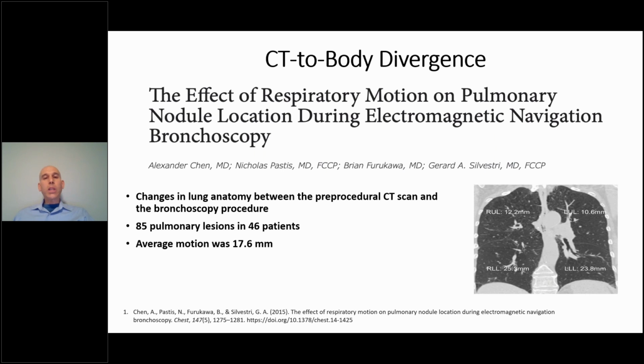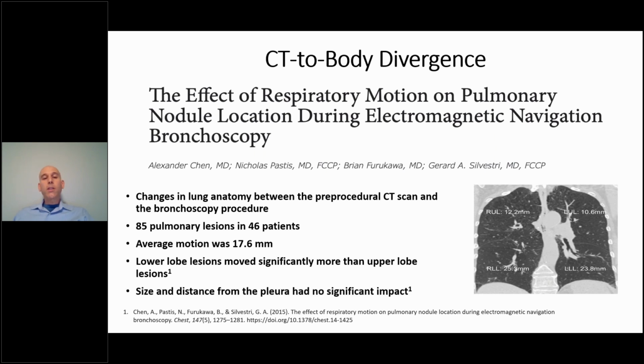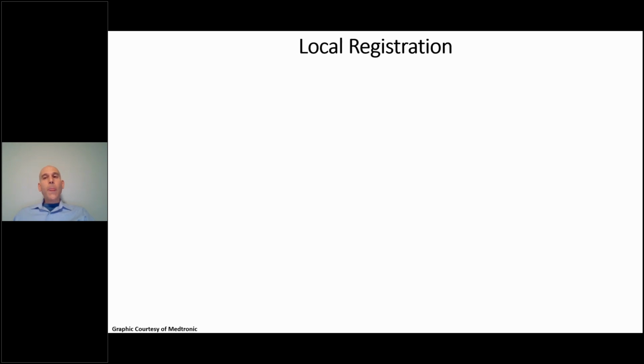It's about 17.6 millimeters. And this was even more dramatic, as you can see there in the figure, in the lower lobes. Interestingly enough, though, the size of the lesion and the distance from the pleura, none of that really had an impact. So this was independent of size and location in terms of distance from the pleura. You had CT to body divergence greater in the lower lobes than the other lobes, but it was still dramatic, almost 18 millimeters. So now that we've identified CT to body divergence as a big challenge, we have to think of a way to try to overcome it.